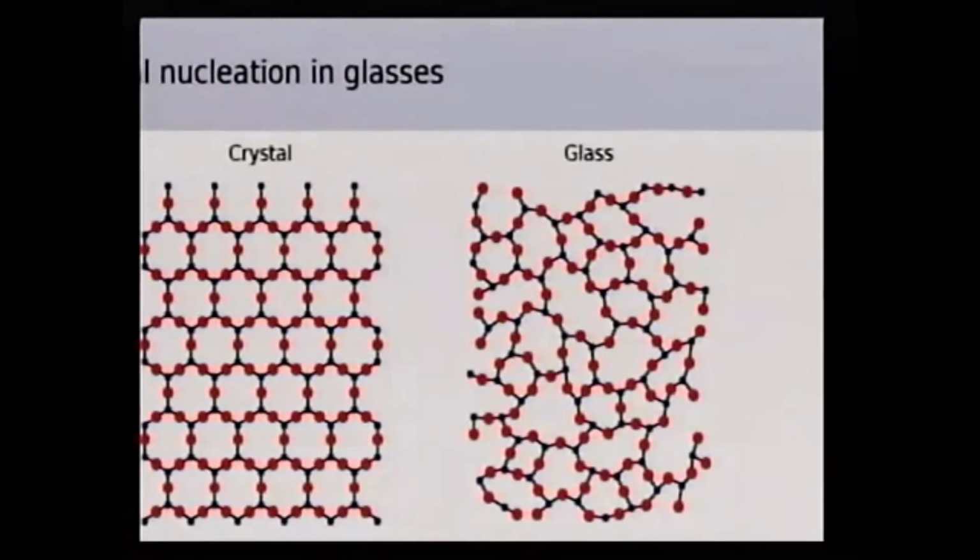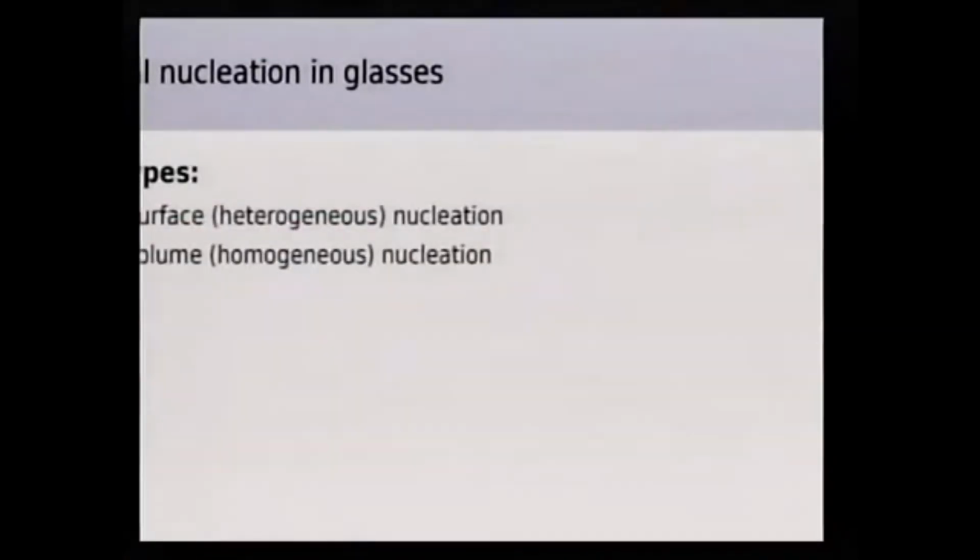But crystallization can happen preferably at defects. This is called superficial crystallization, or heterogeneous nucleation, or surface nucleation. Or it can happen in the volume. So it can happen inside the material, even without defects. And this is the homogeneous nucleation. Most of the known glasses are heterogeneous glasses. So crystals appear mostly at defects.